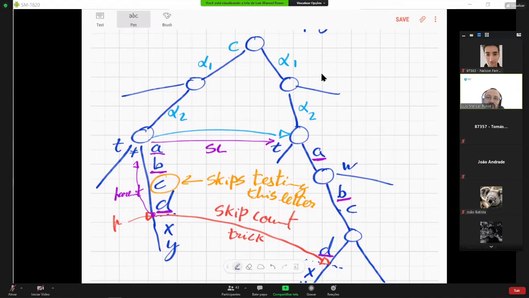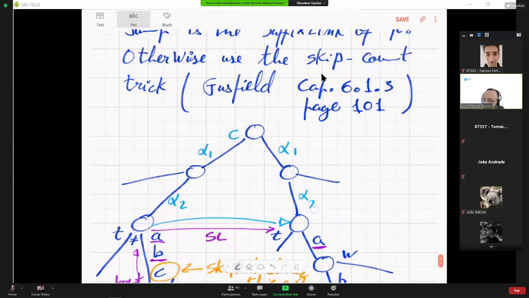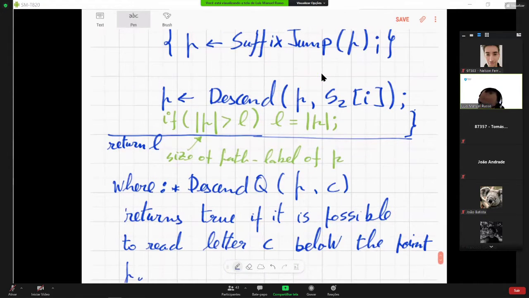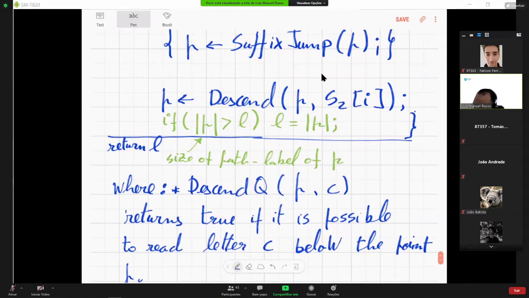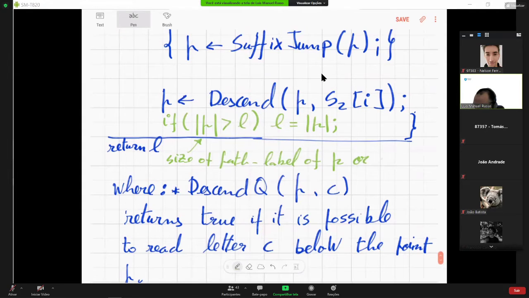And there is also the string depth. The string depth is essentially the size of the path level of P. That's what Gusfield calls string depth. It's the number of letters that exist from the root up to the position where we are at right now.